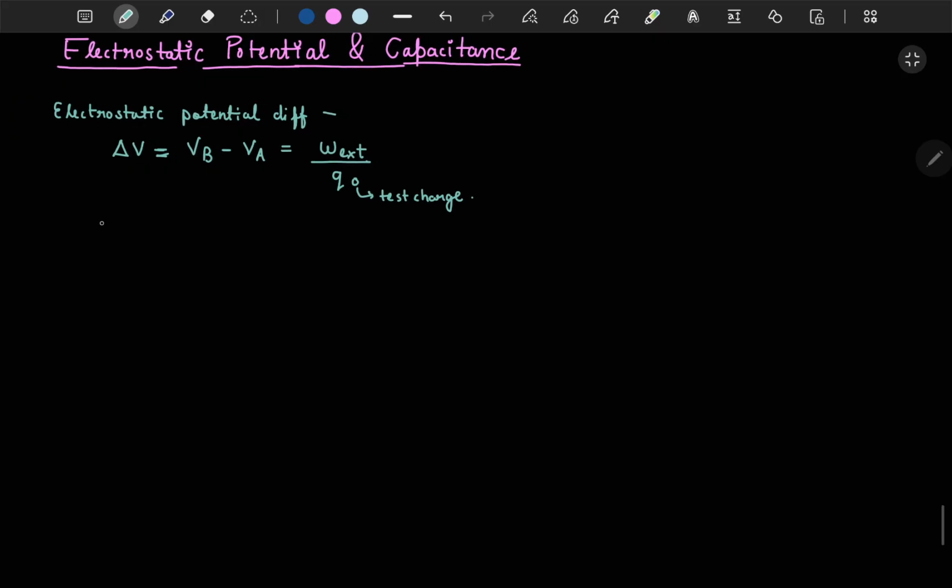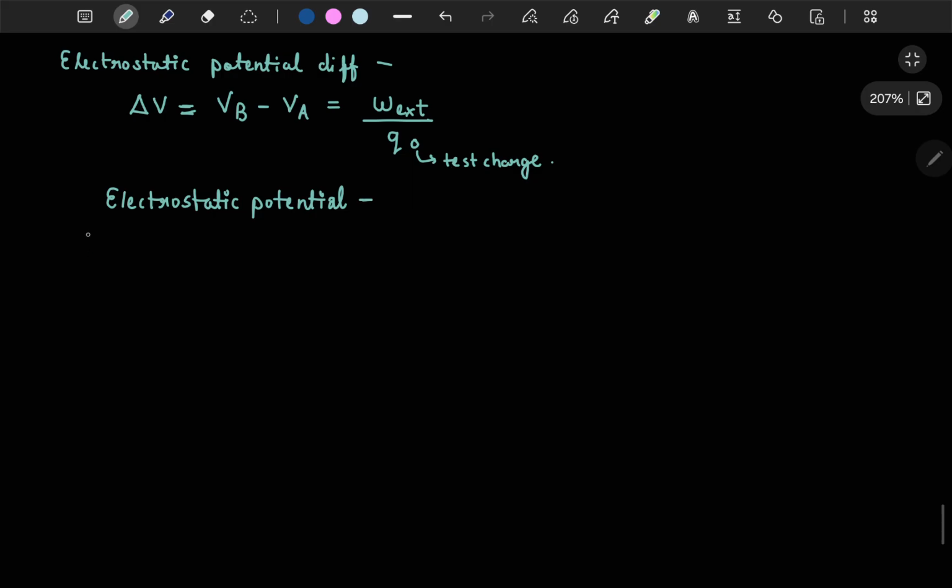So, getting the formula for electrostatic potential. Electrostatic potential is the potential at one point only. Potential difference, what was that? That was the difference between two electrostatic potentials at two different points, and it was given by work done by external force by Q naught. And electrostatic potential is given by work done by external forces by Q naught, considering the second point is at infinity, having the potential of 0. So it is simply written as potential at one point equals work done by external forces by Q naught.